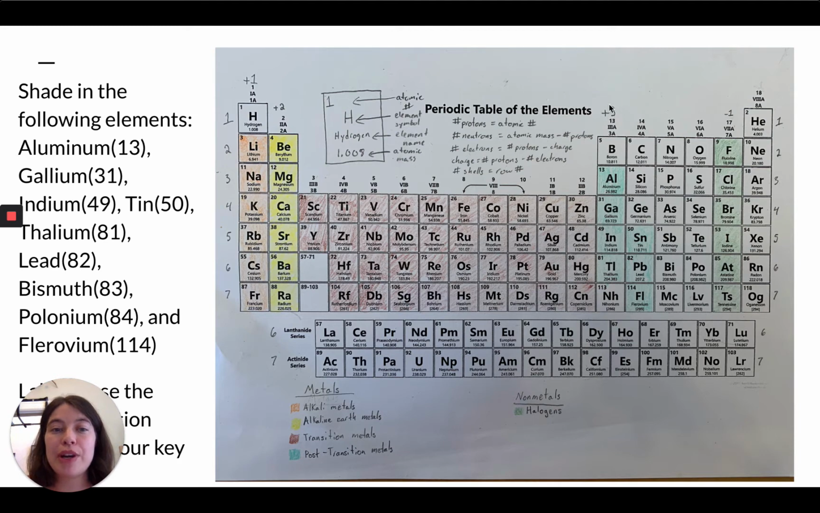So above your periodic table, you should see plus 1 in the first column, plus 2 in the second column, plus 3 in column 3A, and you should have minus 1 written above column 7A as well. So those are our post-transition metals.